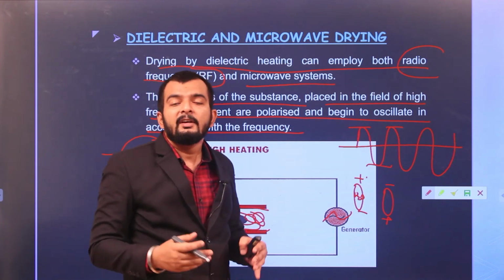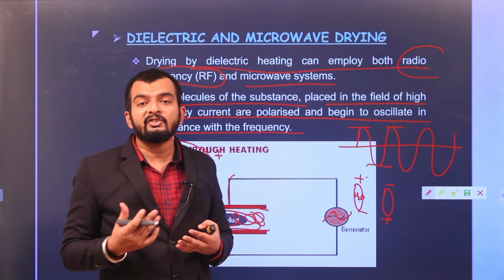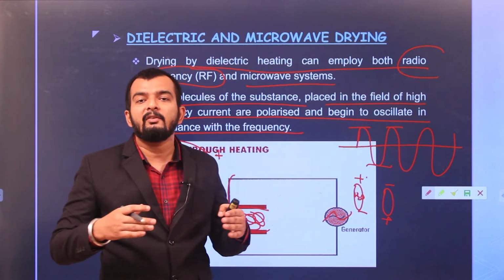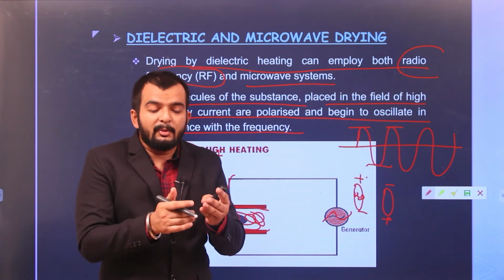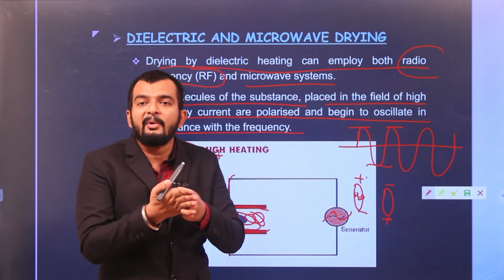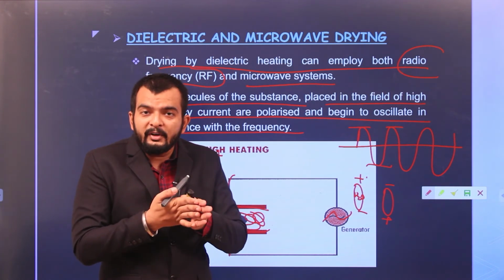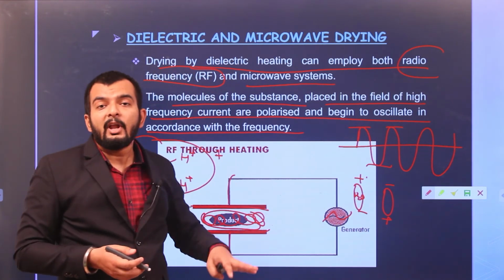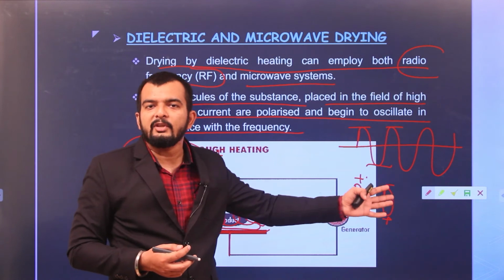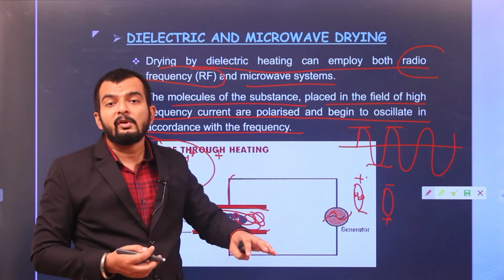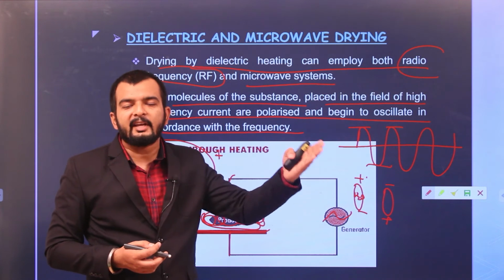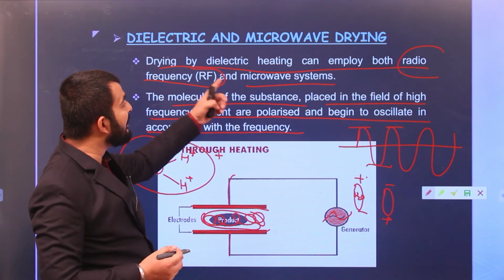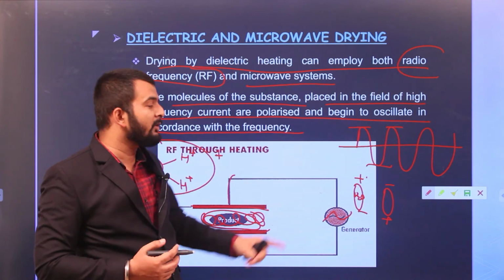Since our product contains a large number of water molecules, they all oscillate at a very high frequency and collide with each other. If you rub two things against each other, friction is generated, and due to this friction, heat is generated. Since this happens thousands of times per second, a large amount of heat is generated by the oscillating water molecules, which very quickly raises the temperature of the food product kept in the radio frequency or microwave field. That is how heating takes place in dielectric or microwave heating.